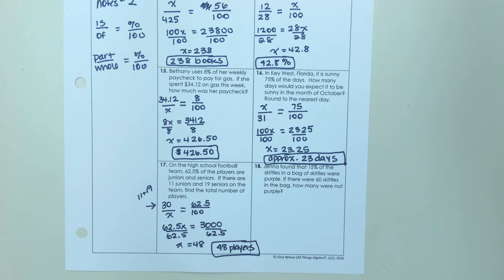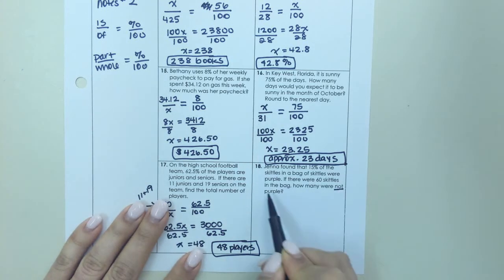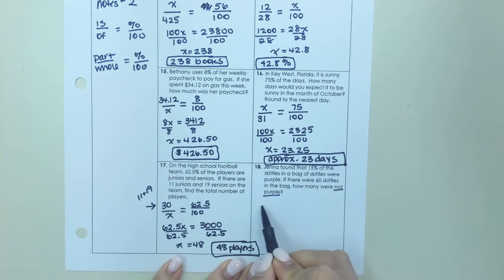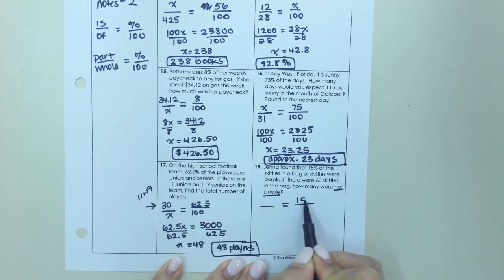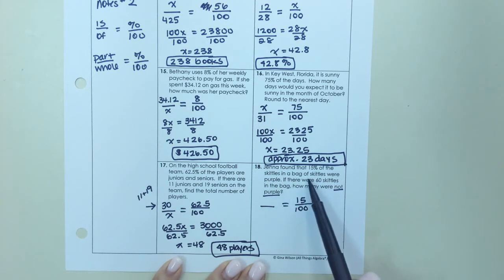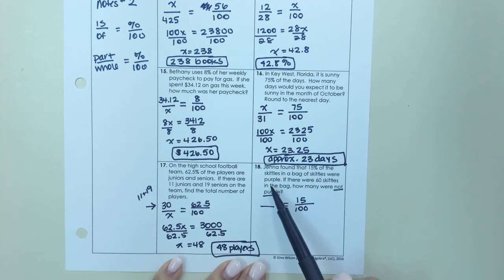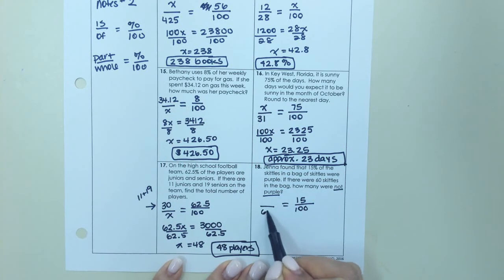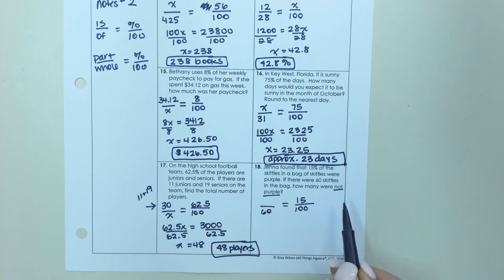Okay. Last one, number 18. Jenna found that 15% of the Skittles in a bag of Skittles were purple. If there were 60 Skittles in the bag, how many were not purple? Oh my goodness, be really careful. It says not purple. So 15% automatically is over 100 because it's a percent. So she found that 15% of the Skittles in a bag of Skittles were purple. Okay. If there were 60 Skittles in the bag, that's the total number of Skittles. How many were not purple?